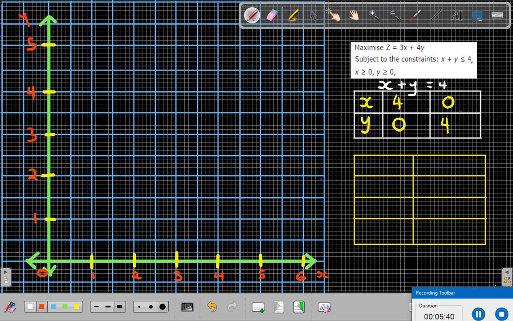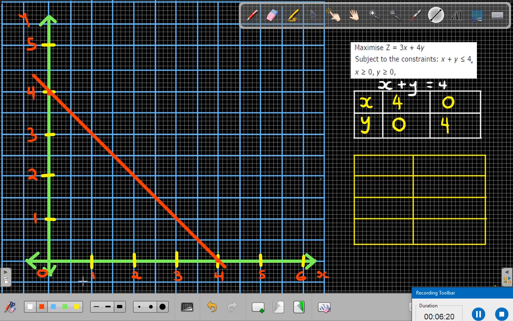So when you look at 4, 0, that point is here. Then 0, 4, that point is here. After locating those 2 points, we are going to draw our straight line. The straight line we are drawing should pass through our points here. So the points, I have 4, 0, and 0, 4. So this is my line.